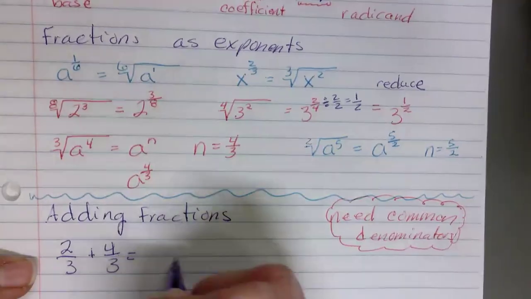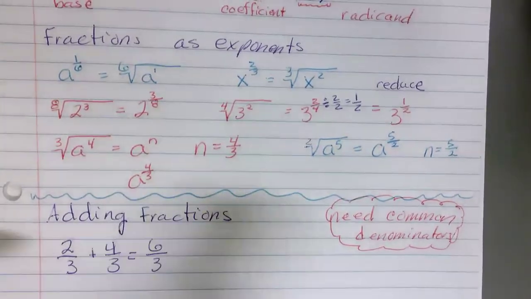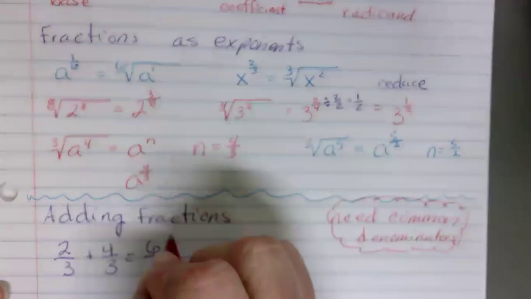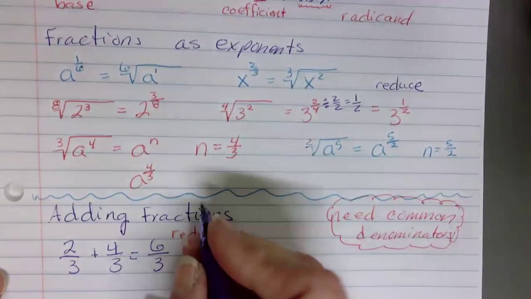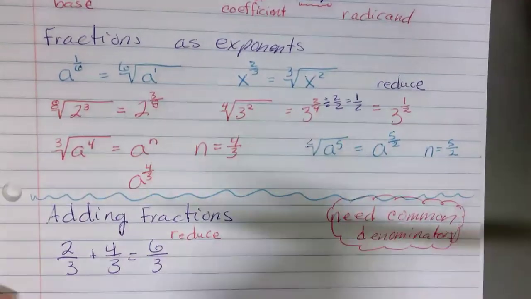2 plus 4 is 6 over 3. And then you have to check if you can reduce, which we can. I can reduce by dividing by 3 over 3.